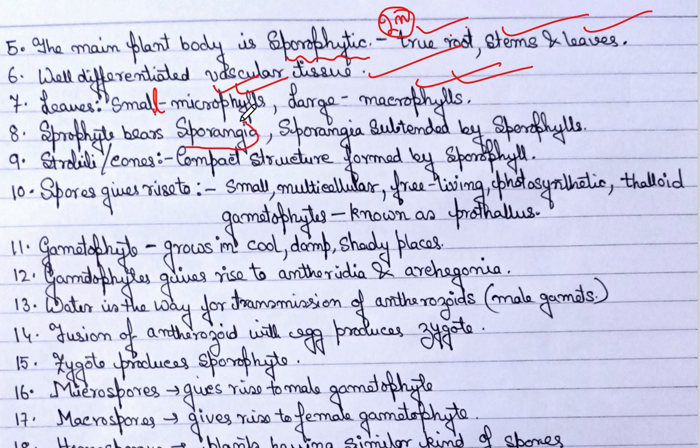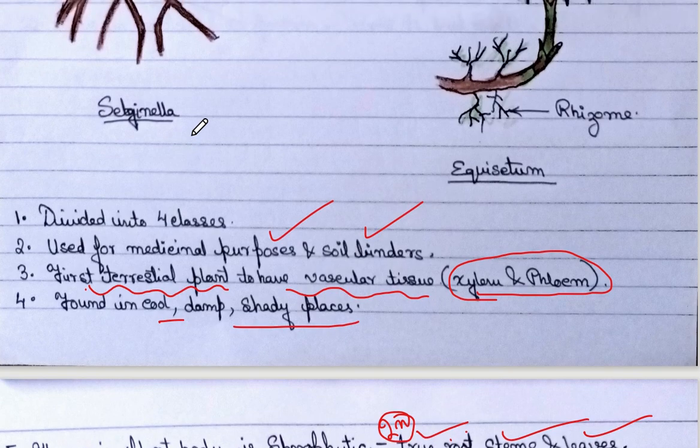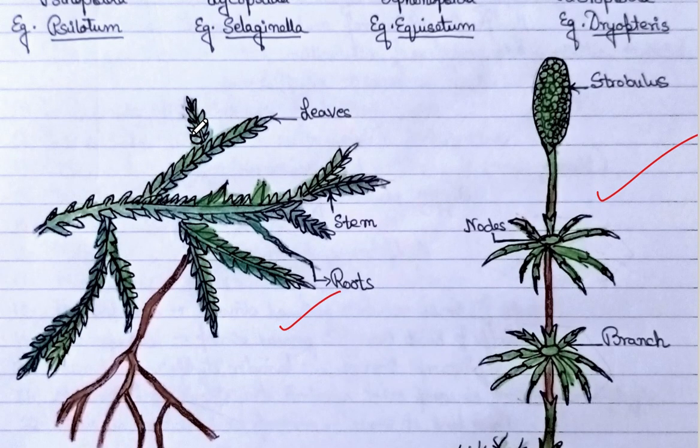The sporophyte bears sporangia. So this main plant, that is the sporophyte, bears sporangia. Sporangia are tended by sporophylls. Now there is one interesting structure which is known as strobili or strobilus. Let me come to the image and then show you. This is the strobilus.